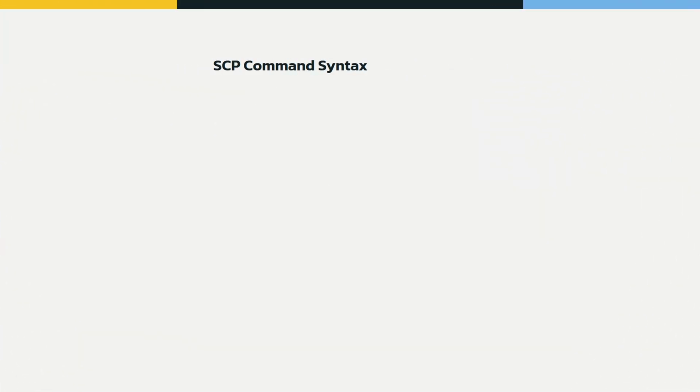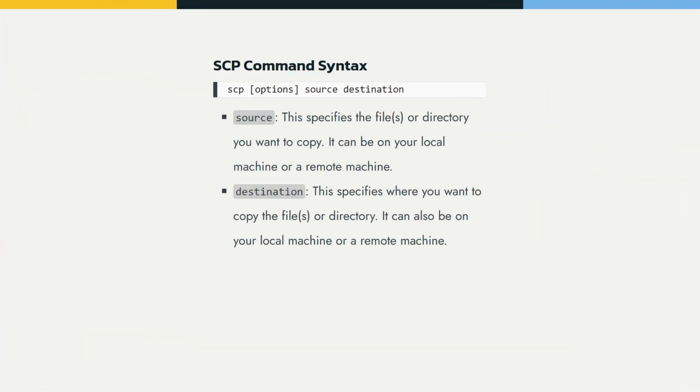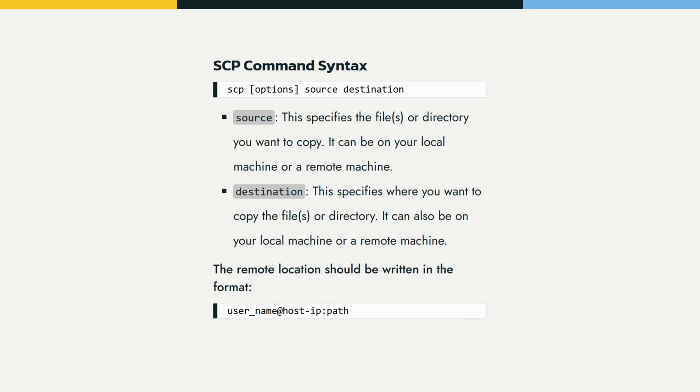The basic syntax of the SCP command looks like this. Here the source is the file or folder you want to copy, and the destination is where you want to copy it to. When specifying a remote source or destination, the format is as follows: username followed by the @ symbol, then the IP address or hostname of the server, followed by a colon, and finally, the path to the file or folder on that server.